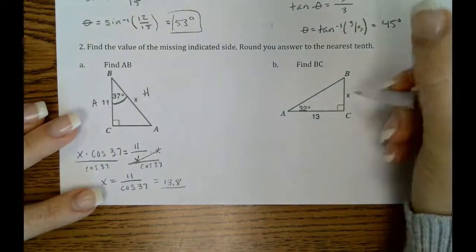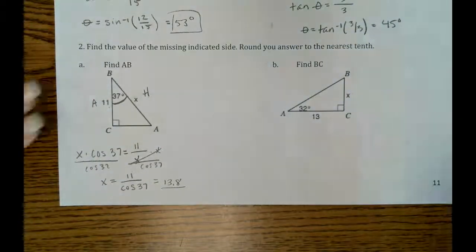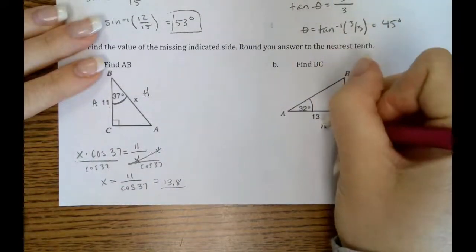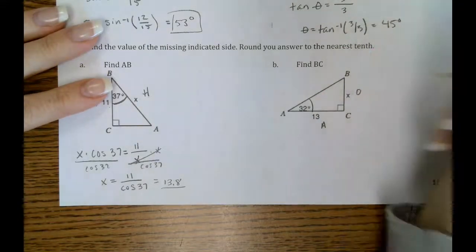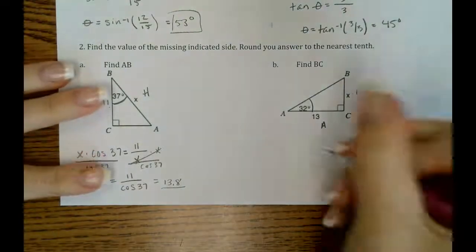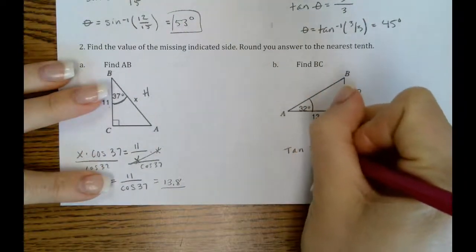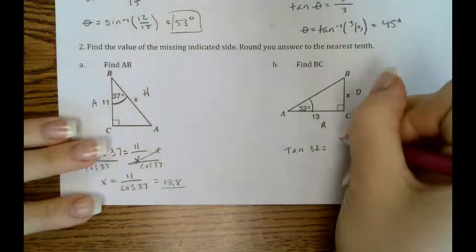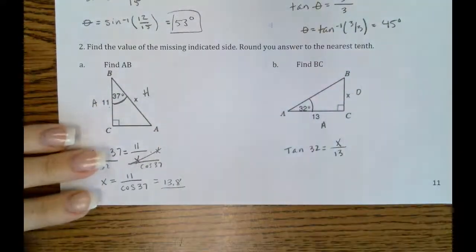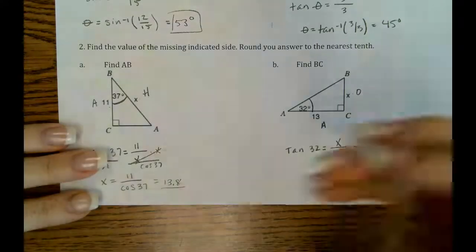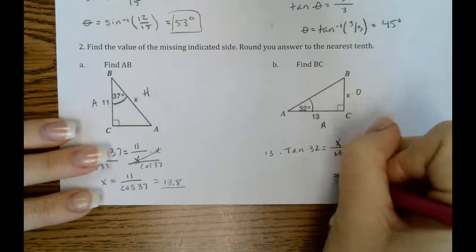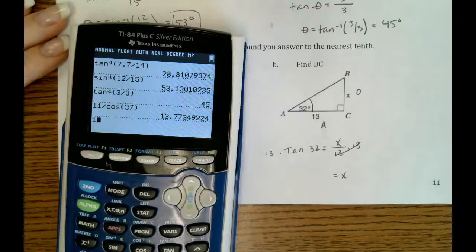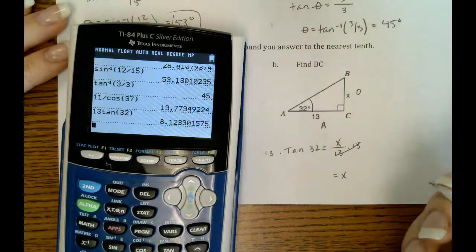Okay. Find BC. It's labeled X here. So we have our angle of 32. 13 is adjacent to angle 32. X is opposite of angle 32. So this is tangent. So tangent of 32 equals opposite x over adjacent. And we'll multiply both sides by 13, get x by itself. So in our calculator, we'll do 13 times the tangent of 32. And that would be 8.1.